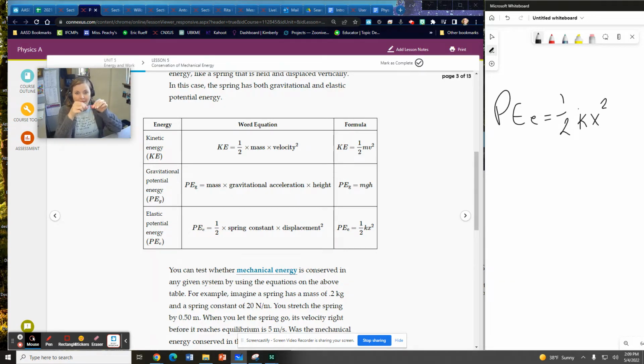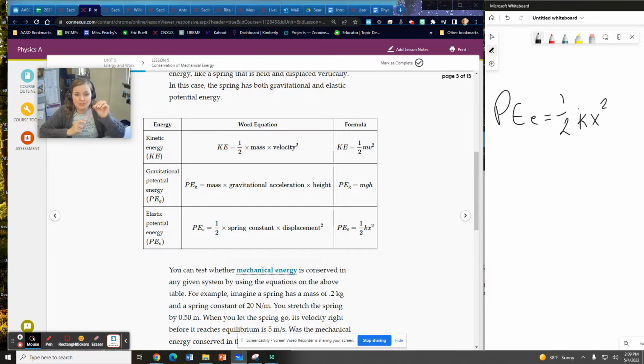So if this is the resting position of my rubber band, I mark it from here to here, and then I stretch it, the difference between where this is and where this is now is x. So that's how much it is being stretched, right? And k is something called the spring constant, and the spring constant is dependent upon the actual spring or elastic band that you have.